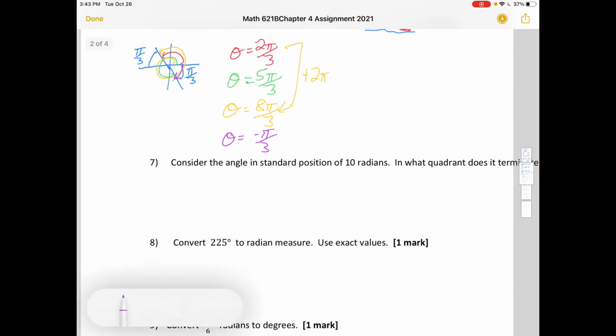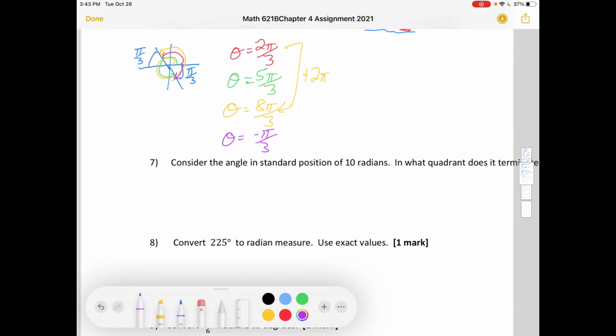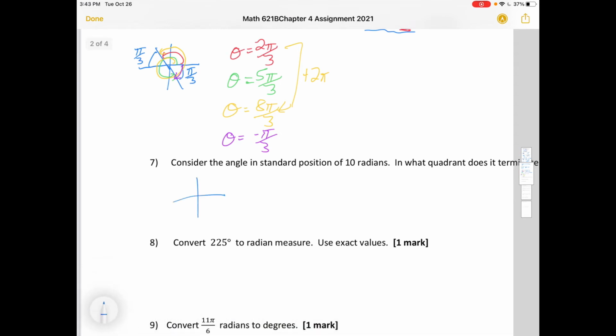Consider the angle in standard position of 10 radians. In what quadrant does it terminate? So we've got these 4 quadrants, and we're just wondering where does it go. So a couple of options here. Each radian is about 57.3 degrees. So this means approximately 573 degrees. If I went around, this would be 180, 360, 540. A little further. It's going to be quadrant 3. And we can label them this way with Roman numerals.